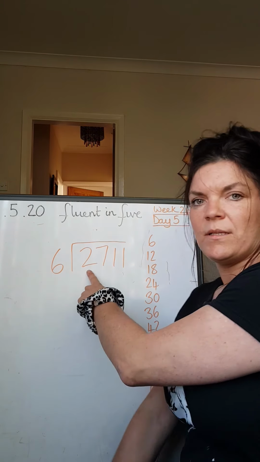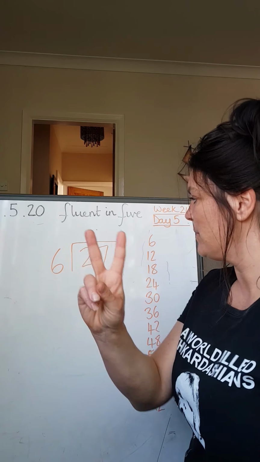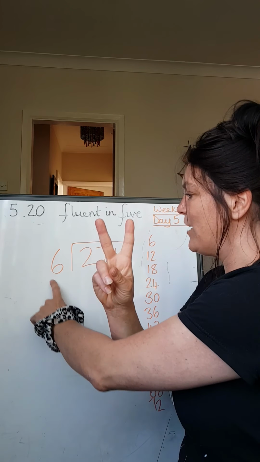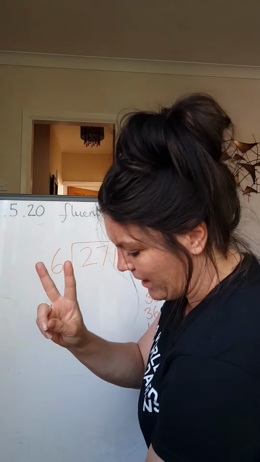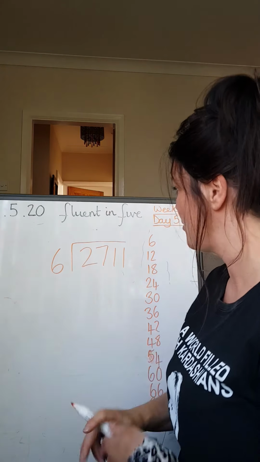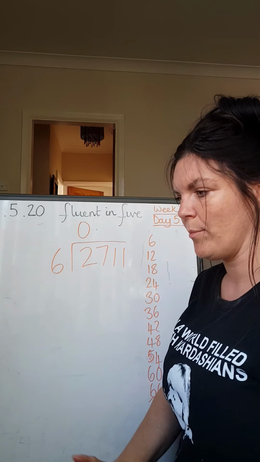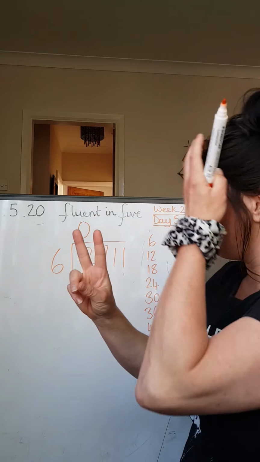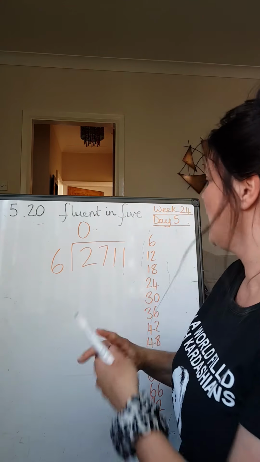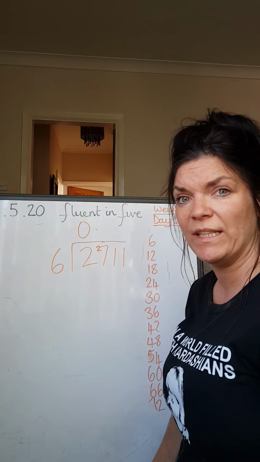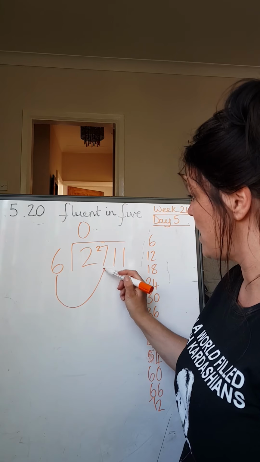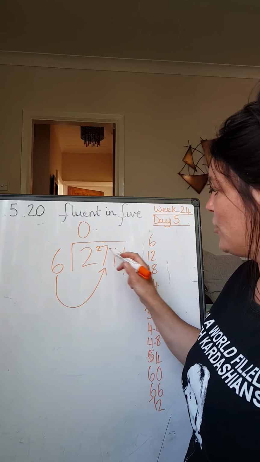So hold up this amount of fingers inside the bus stop, that's my little trick, and see if you can get a group of 6 out of whatever number you've got. I've got 2. Can I get a group of 6 from 2? Can't. So I'm going to put 0 on the top of the bus stop. What am I going to do with these 2 though? I'm going to transfer them, carry them across to the next number to make a brand new number. There's the number 27. So next step, how many 6s can I fit into 27?